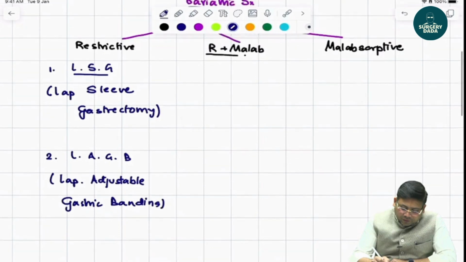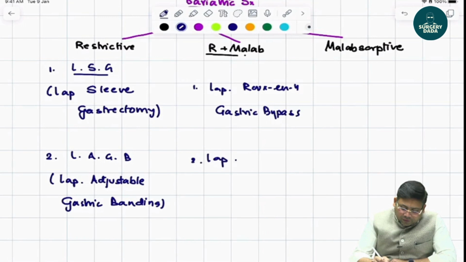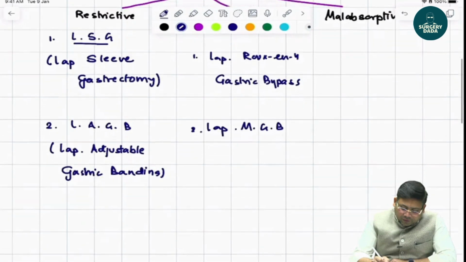Then we have restrictive plus malabsorptive, in which the most popular is laparoscopic Roux-en-Y gastric bypass. Apart from that, we also have laparoscopic MGB. What do you mean by MGB, students? Again, it's a very simple surgery. All the bariatric surgeries are simple. The only thing you need to understand is the protocol, how we do it. So we have mini gastric bypass, the laparoscopic mini gastric bypass.